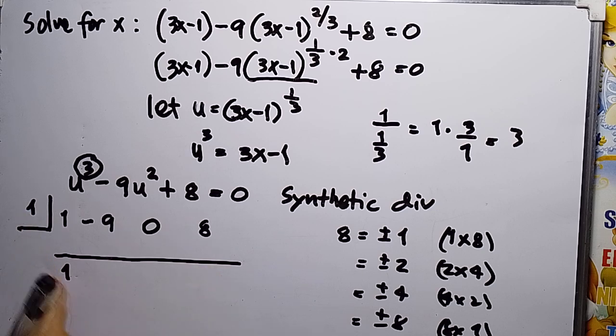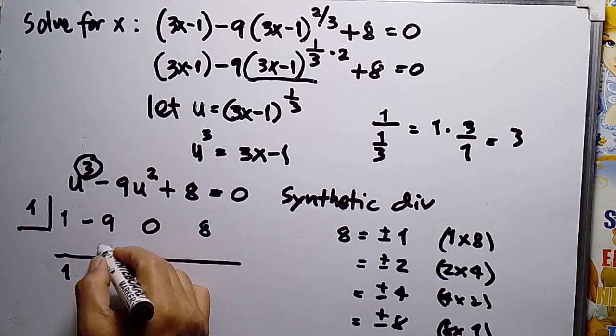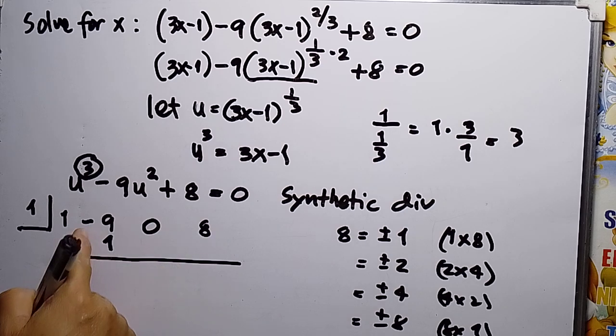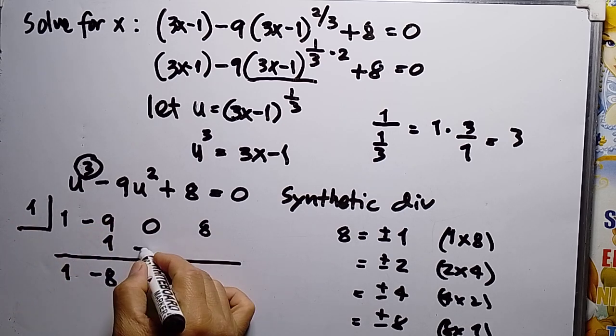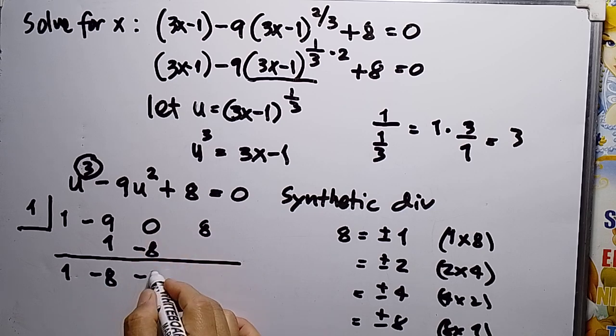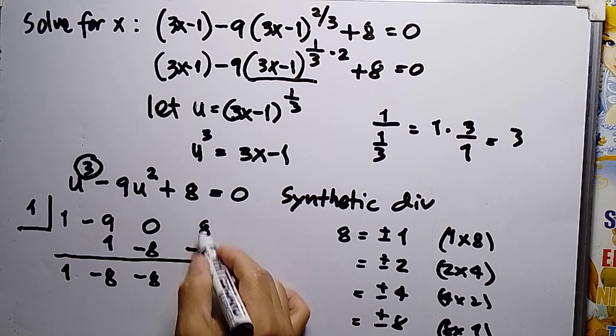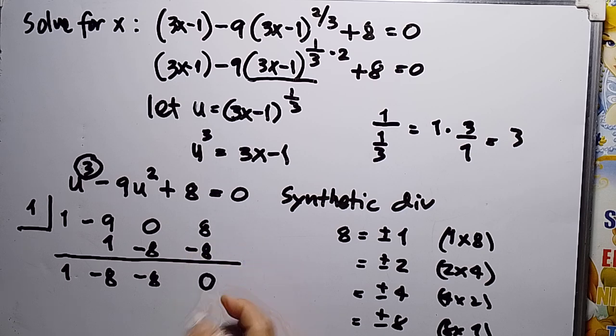So I need to multiply the bases. 1 times 1 is 1. And then negative 9 plus 1 will be negative 8. Then multiply, this will be negative 8. 0 minus 8 is minus 8. Then 1 times negative 8, that will be negative 8. So this time, this will be 0.